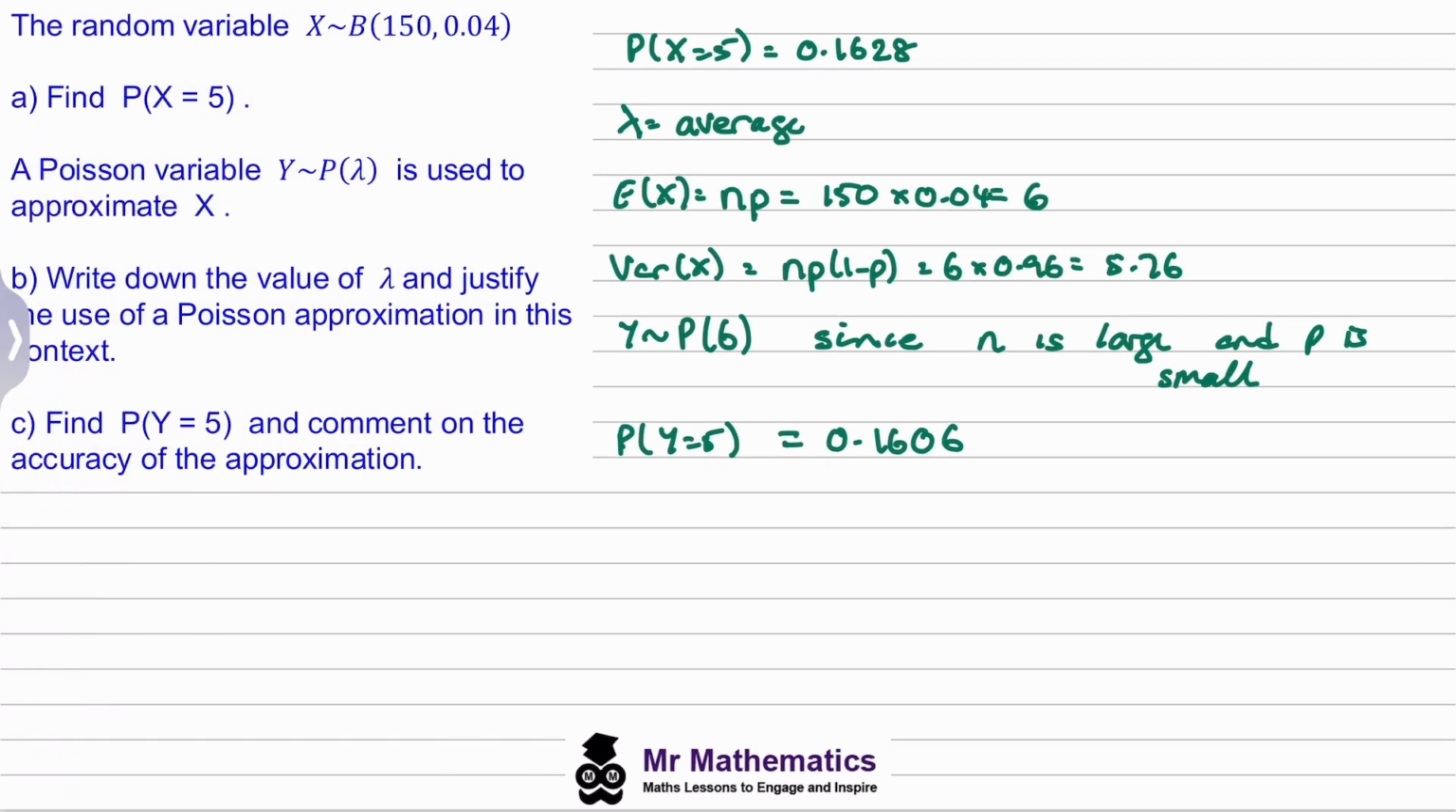And to comment on the accuracy of approximation, so our comment, 0.1606 is approximately the same as 0.1628 to 2 decimal places. So therefore we can say that a Poisson suitably approximates this binomial distribution. Okay, let's try the exam style question.